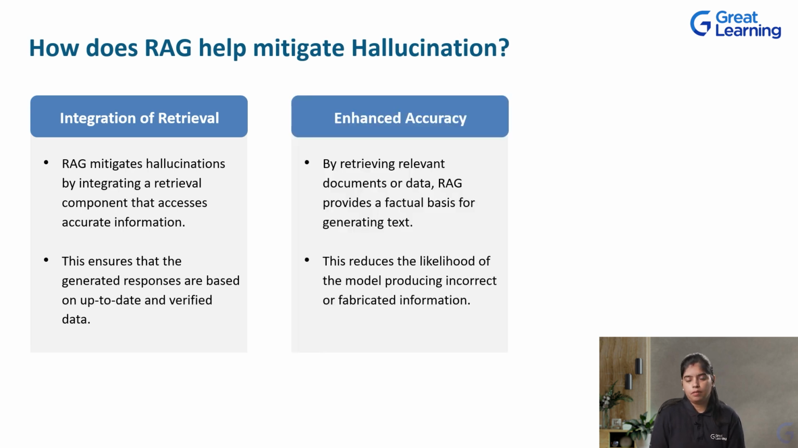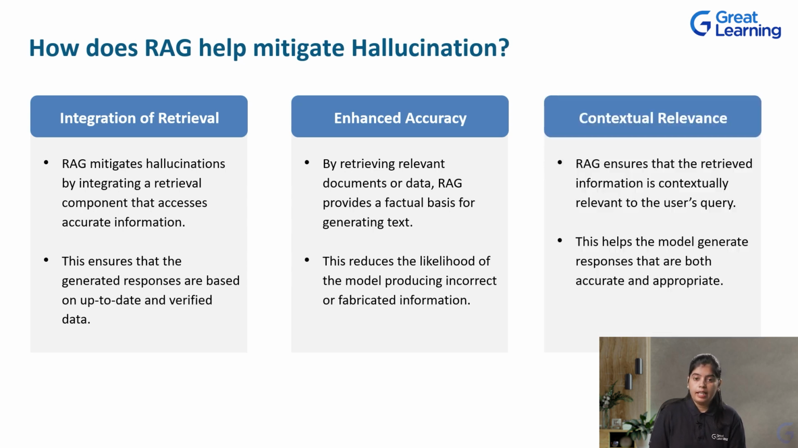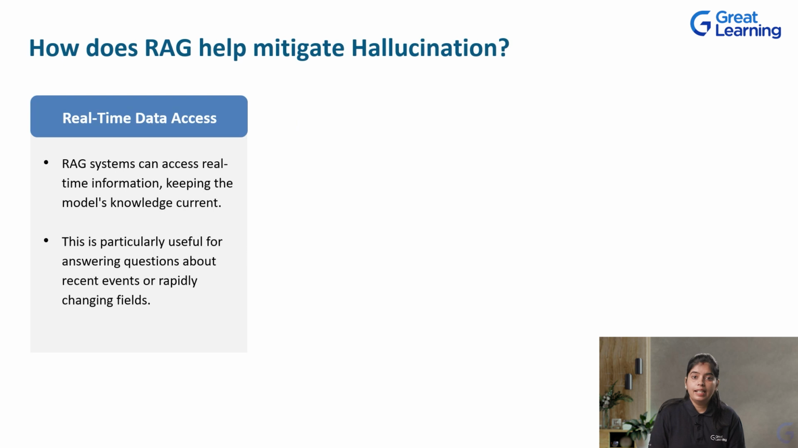After that, enhanced accuracy. Automatically, it will be enhanced because if you have up-to-date, accurate info, the accuracy will improve. By retrieving relevant documents or data, RAG provides a factual basis for generating text. This reduces the likelihood of the model predicting inaccurate or fabricated information. Next is contextual relevance. What does it mean? RAG ensures that the retrieved information is contextually relevant and accurate to the user query. It should match the query we are asking. This helps the model generate responses that are both accurate and appropriate. After that, real-time data access.